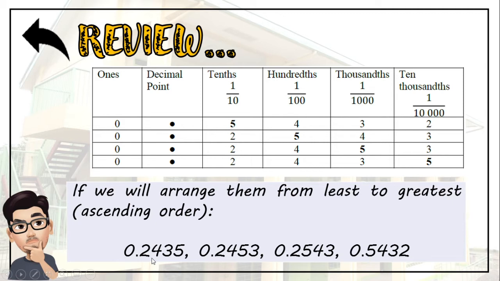Okay? So when you are comparing and ordering decimals, maybe from greatest to least or least to greatest, start from looking at the biggest place value sa decimal parts, which is the tenths place. Okay?